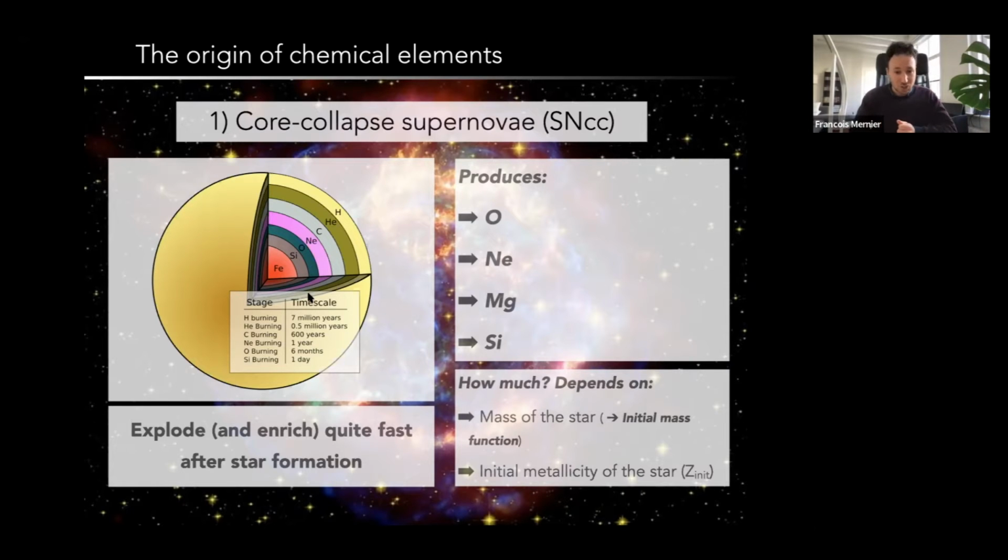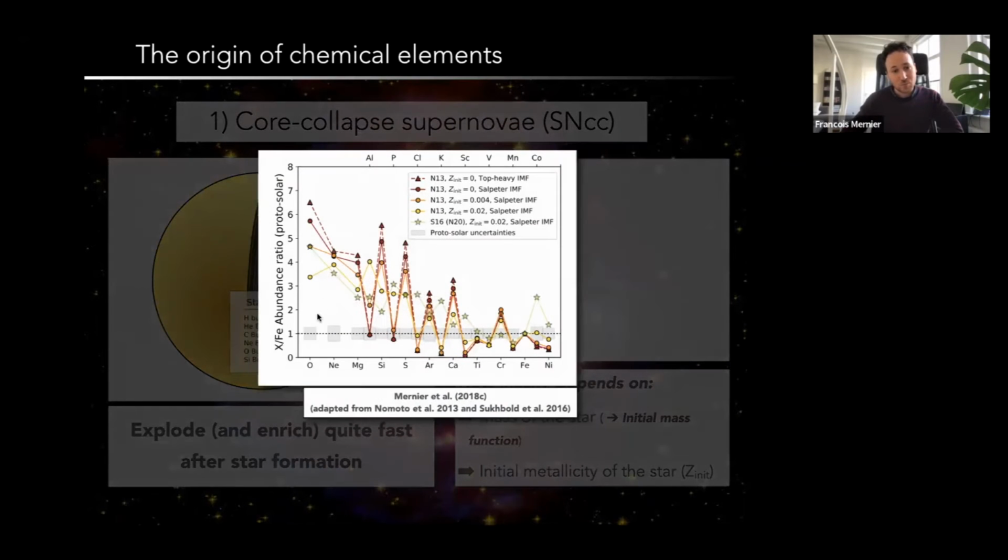And second, the initial metallicity of the star. So namely, whether the star was previously enriched by a previous population of stars before. And this plot summarizes a little bit what you can expect theoretically from what we call the abundance yields. So just like how many of these elements are produced.